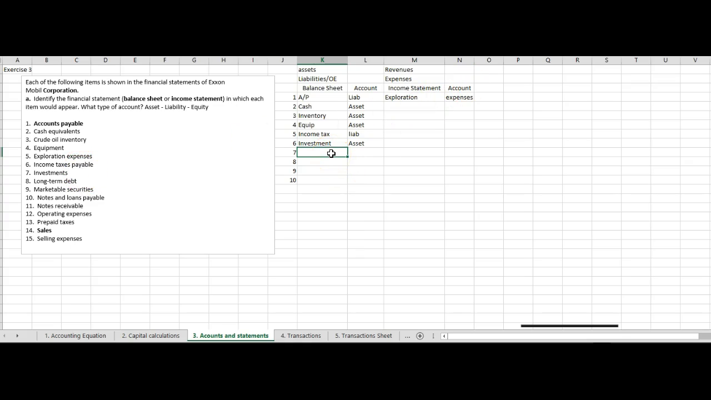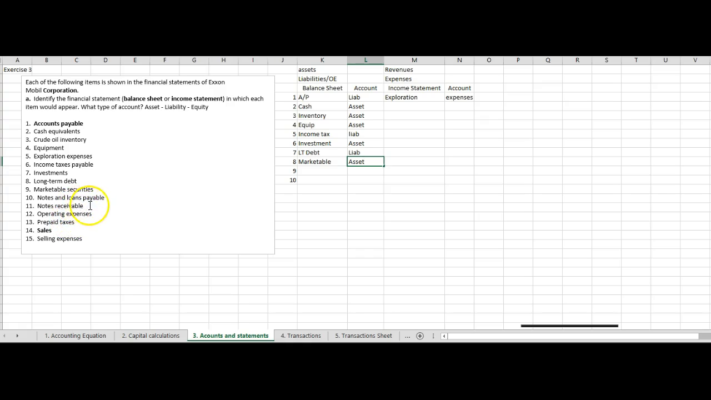So now we have long-term debt. Okay, anything that's a debt is a liability. So that's going to be found on the balance sheet right here. And I'm going to abbreviate that. Debt equals liability. So that's a liability. And we have marketable securities. Now that's the same thing as investment. So that's going to be an asset.